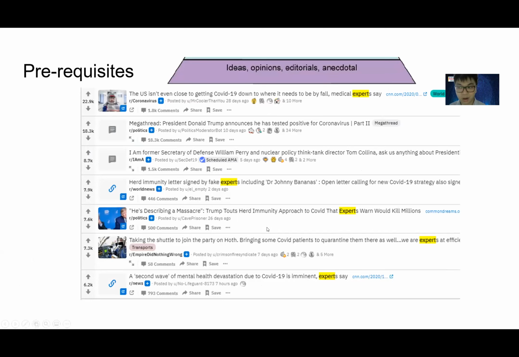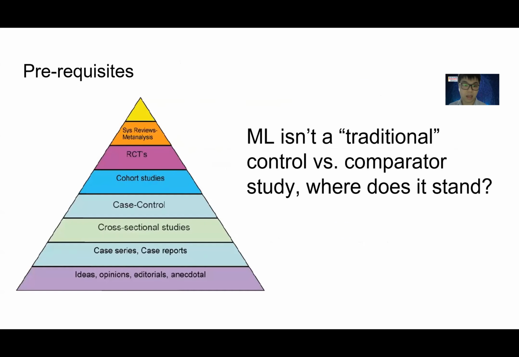There are some scientific articles, but they're usually on the second or third page of Google search results, which no one ever looks at. So unfortunately, expert opinion has plagued social media everywhere, even if good scientific studies are available. Machine learning isn't a traditional control versus comparator study. It's not a randomized controlled trial. We take data, we try to make a predictor that can predict some outcome, and then we test it on the data. So we don't really recruit patients.